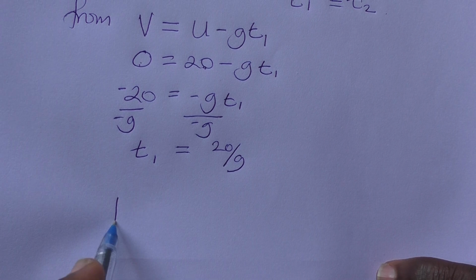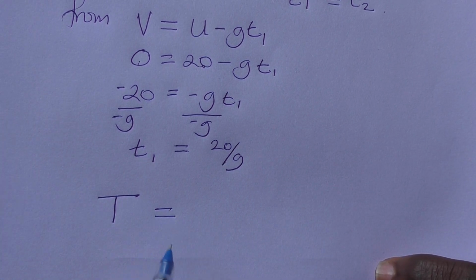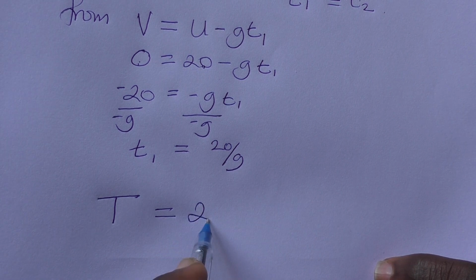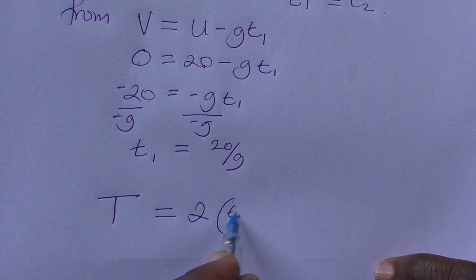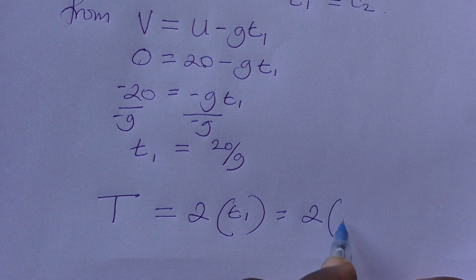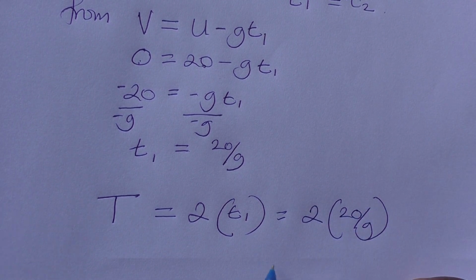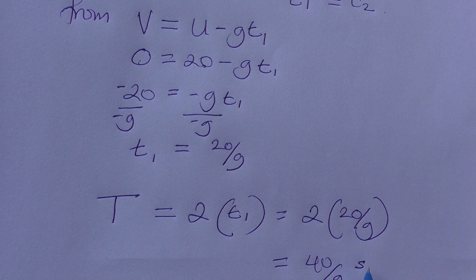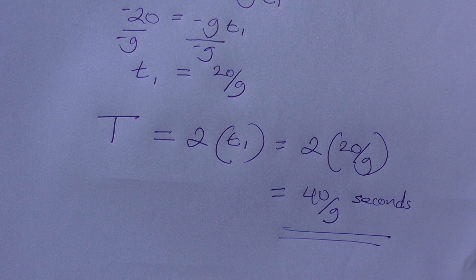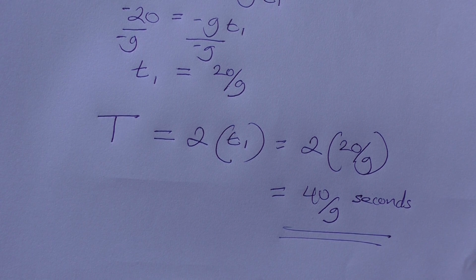The total time, the time it takes to come back to the thrower, will be given as twice t1, which is twice 20 over g, hence giving us 40 over g seconds. So that is the time it takes to come back to the thrower.